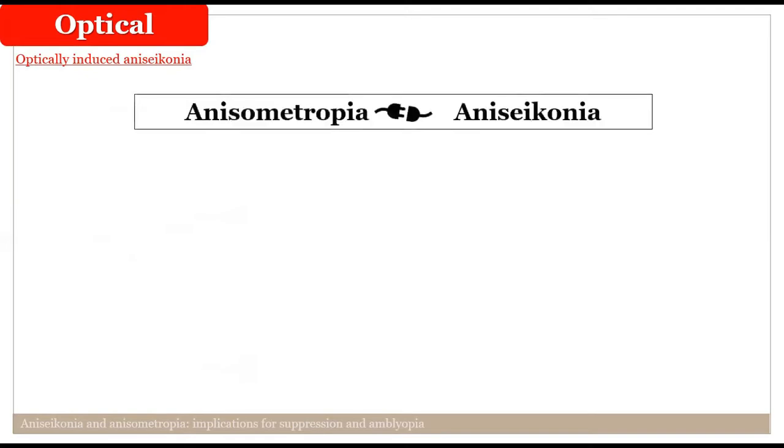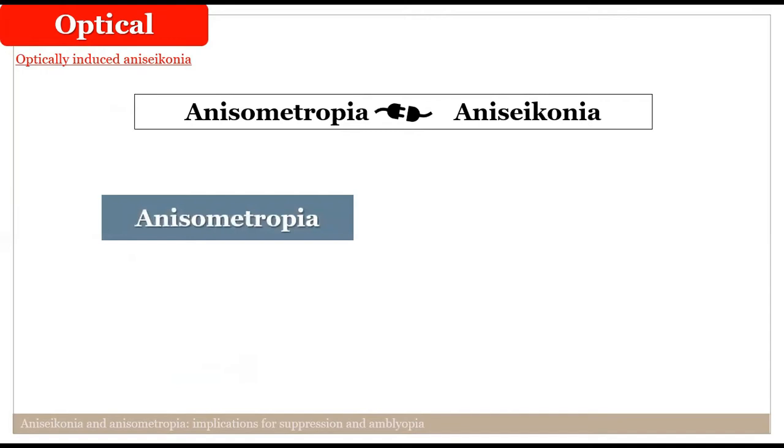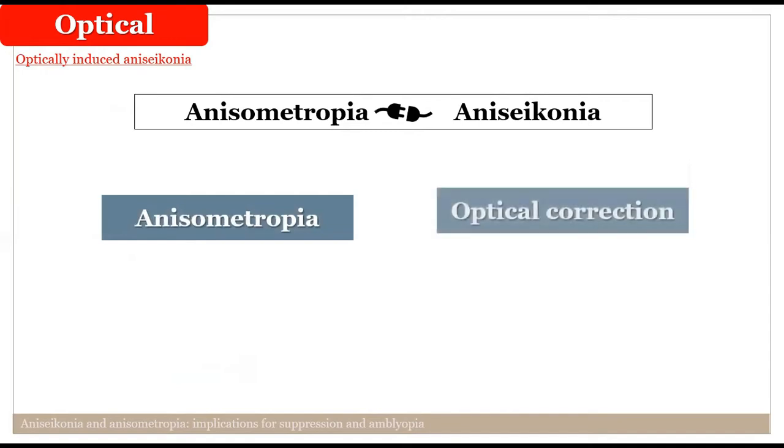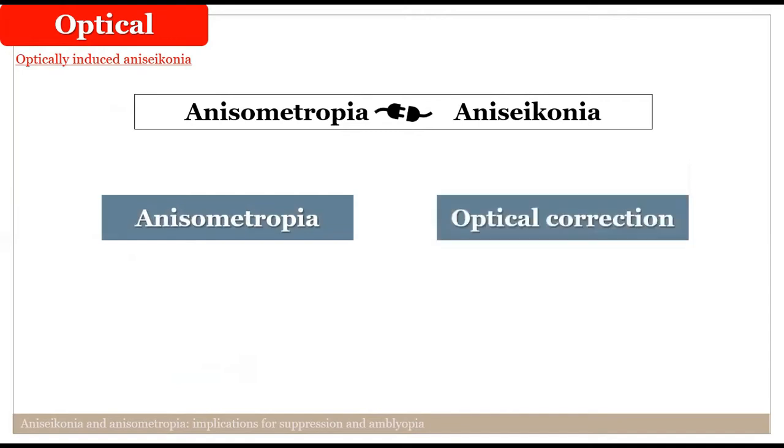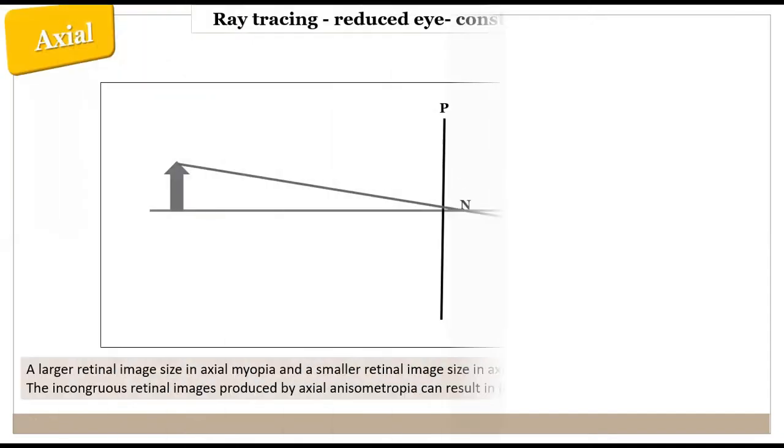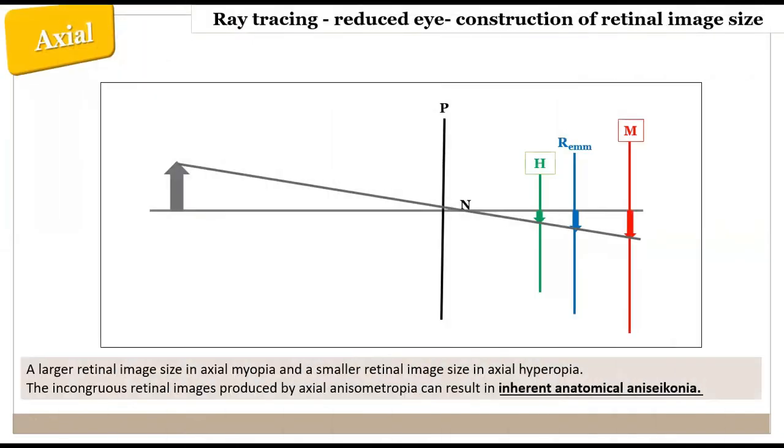Here, you need to note the link between anisometropia and aniseikonia. Both anisometropia itself and the optical correction for anisometropia can cause aniseikonia. So this slide shows that in uncorrected axial ametropia, the retinal images are inherently different.